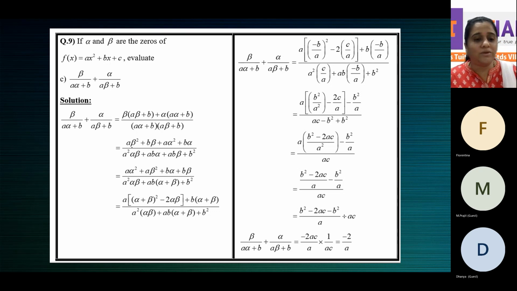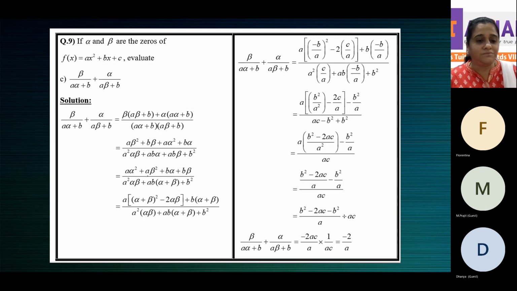So now, in the numerator, I told you, rearrange the terms a alpha square, a beta square, b alpha and b beta. In the denominator, a square is fine, alpha beta c by a, b square is b square only. Now between these two terms, ab is common in bracket alpha plus beta. So we are almost done.